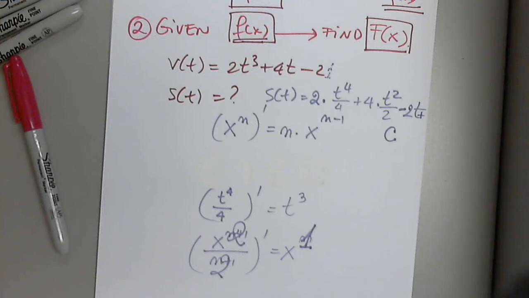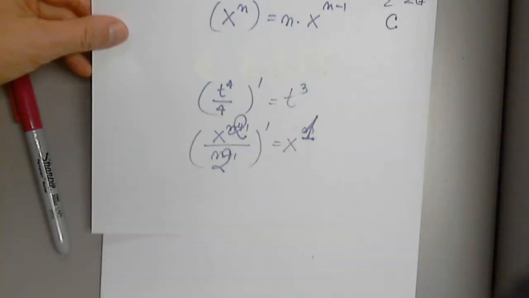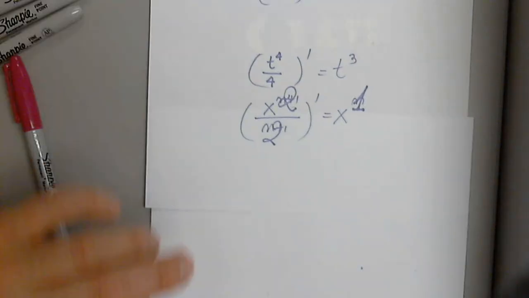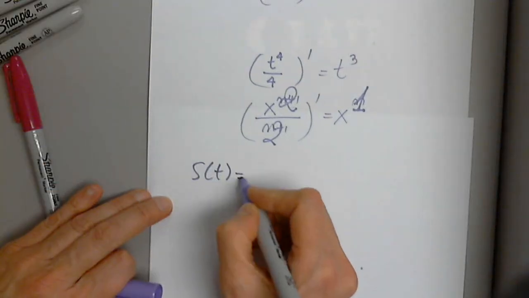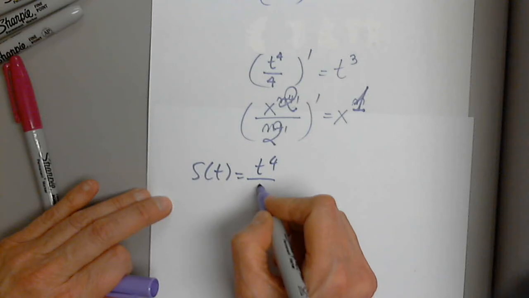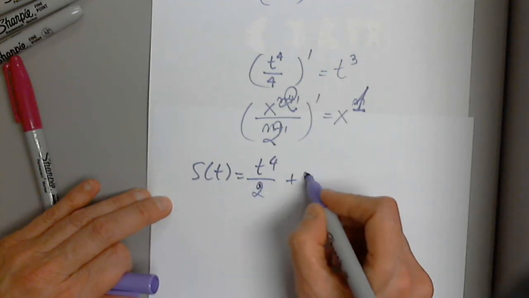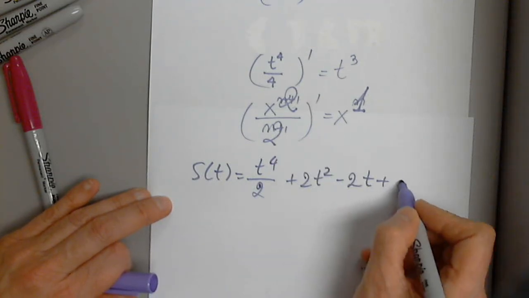You name it. Anything. It is guaranteed, or we're going to show in a minute, that the derivative of this function will always be 2t cubed plus 4t minus 2. So let's write it one more time. I'm going to write it here. S of t is t to the fourth over 2 plus 2t squared minus 2t plus c.